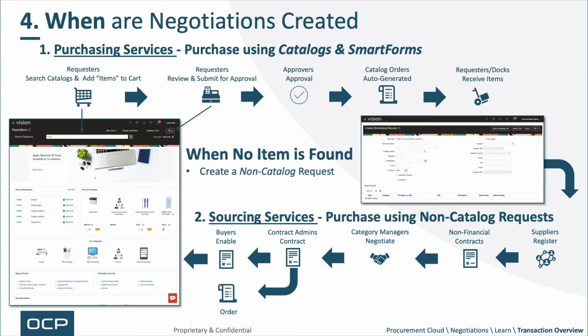But see in the middle of the screen, when you find no item in your purchasing services, well, then you create a non-catalog request. And that non-catalog request initiates one or more of the services in sourcing along the bottom. Key to those is this third step here, where you can source. And so that's the sourcing activity. That's where those negotiations are created.